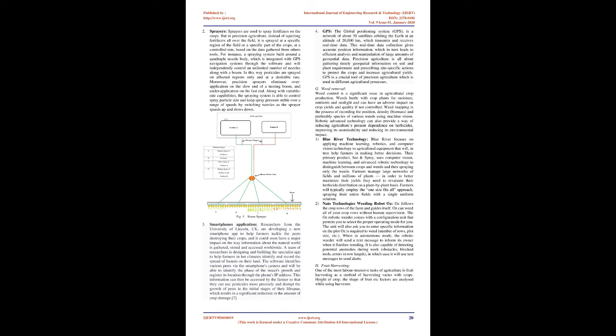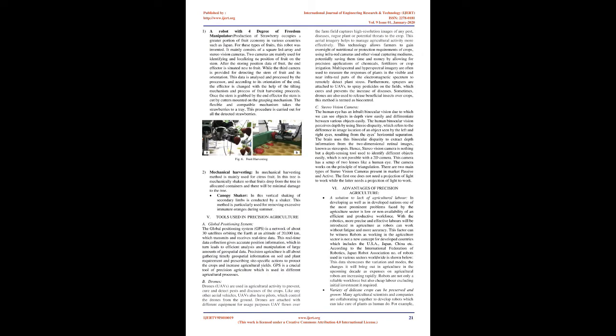It mainly consists of a square LED array and stereo vision cameras. Two cameras are mainly used for identifying and localizing the position of the fruit on the stem. After storing the position data of the fruit, the end effector is situated next to the fruit. The third camera is provided for detecting the stem of the fruit and its orientation. This data is analyzed and processed by the processor, and according to its orientation, the end effector is changed with the help of the tilting mechanism and the process of fruit harvesting proceeds.